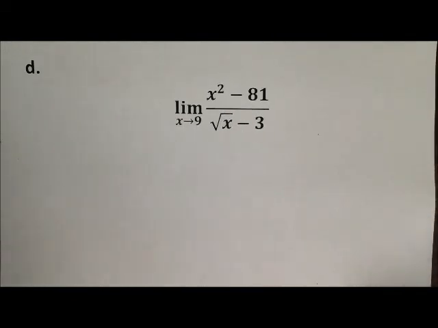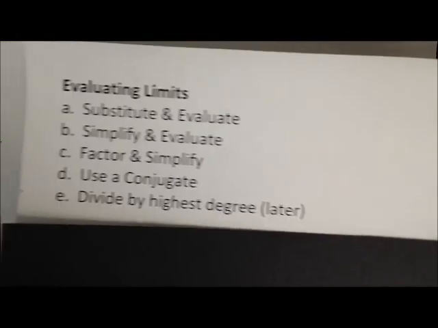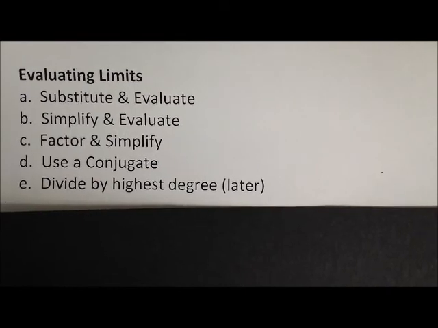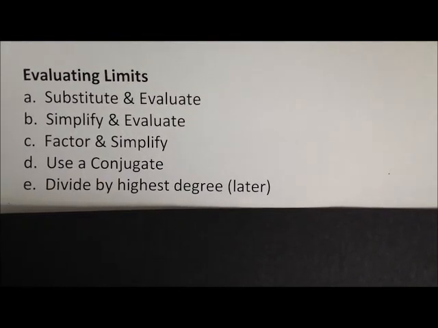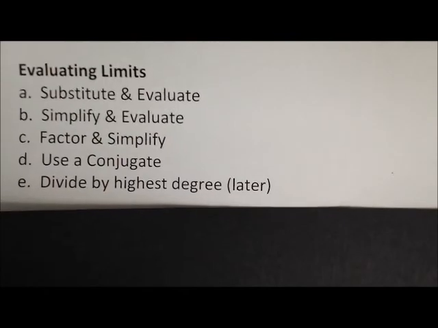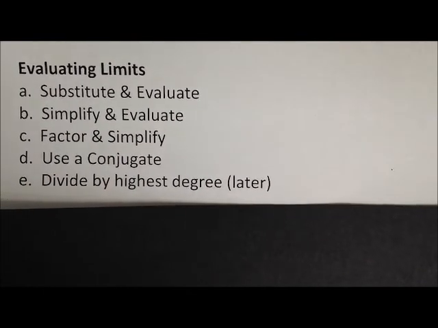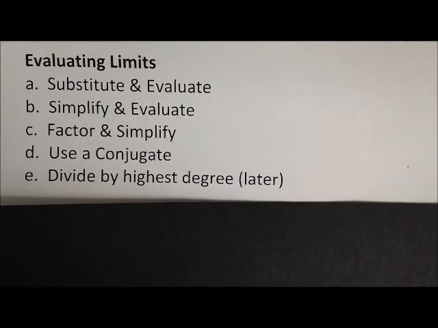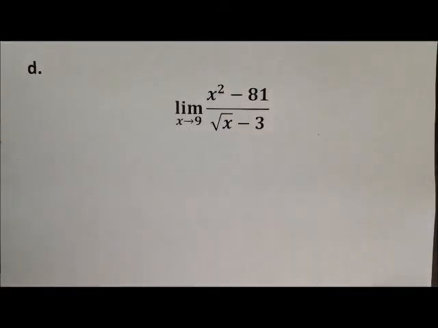This is a continuation of our evaluating limits. I'll show you the steps that we've taken so far in evaluating these limits. Alright, we've already substituted and evaluated. We've simplified and evaluated. We have factored and simplified. And just to save time on the video, I'm trying to limit them to 5 minutes a piece here. We're going to now use a conjugate to help us evaluate this limit.